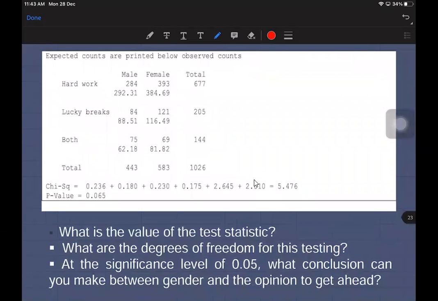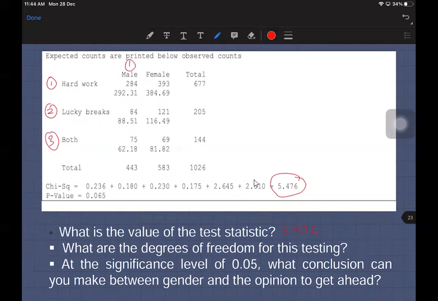Okay, example here. What is the value of the test statistic? The chi-square test statistic value is 5.476. What are the degrees of freedom for this testing? Okay, so we need to calculate. For the rows, we have 1, 2, 3.